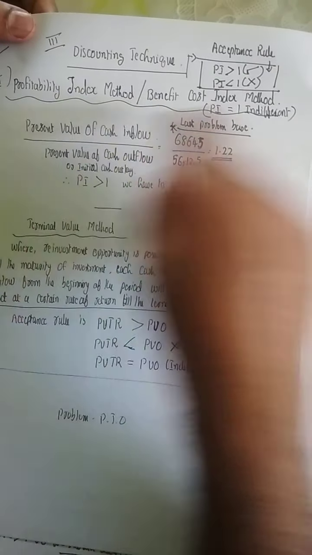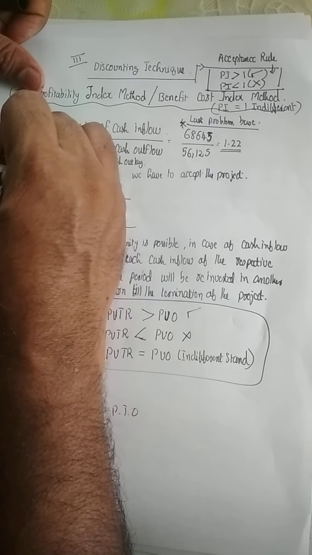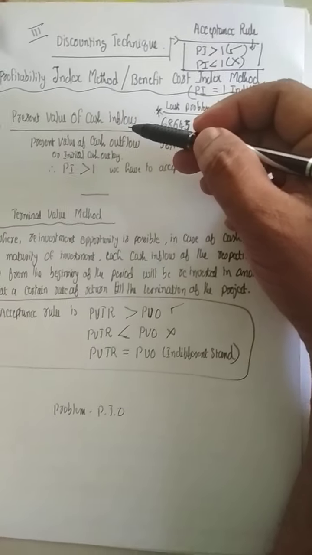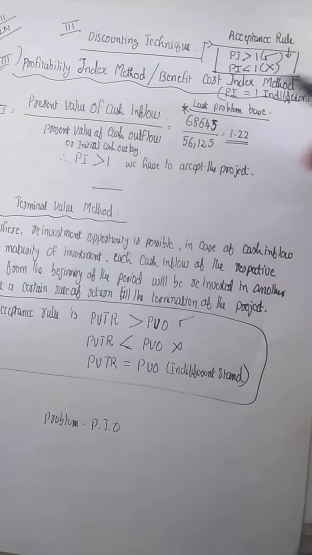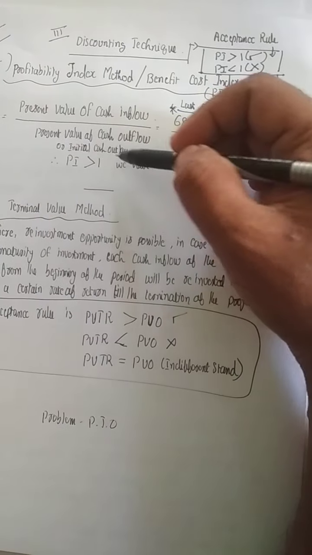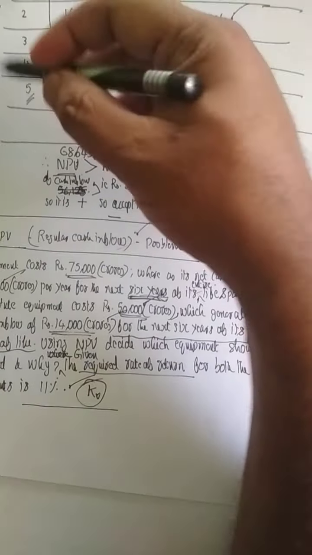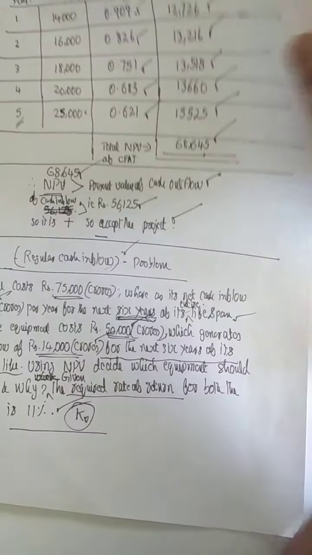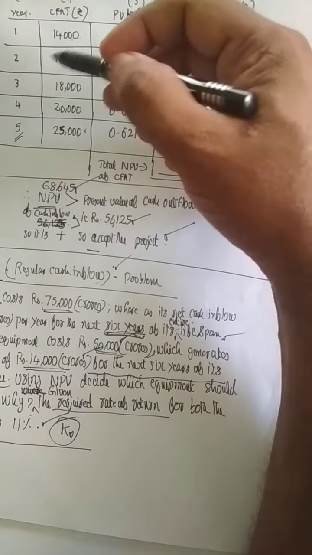Now, what is the equation or formula behind the profitability index method? The formula is very simple. Profitability index, or PI, is equal to present value of cash inflow divided by present value of cash outflow, or initial cash outlay. Let us take the same example of the irregular cash flow under the net present value method, which we had dealt with in the previous video clips. Hope that you remember that problem.